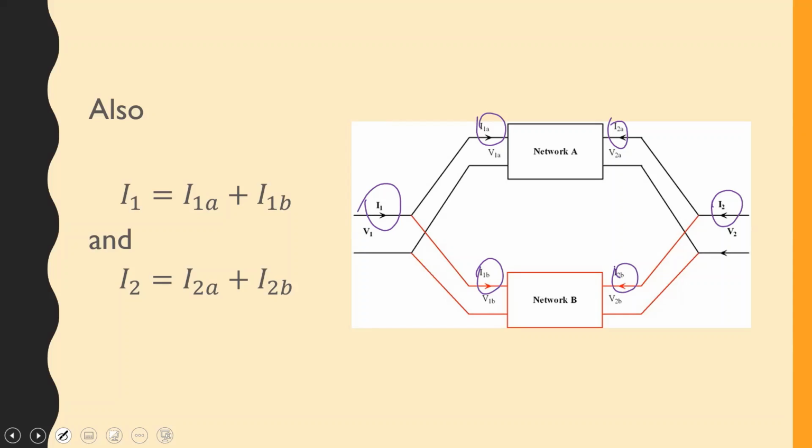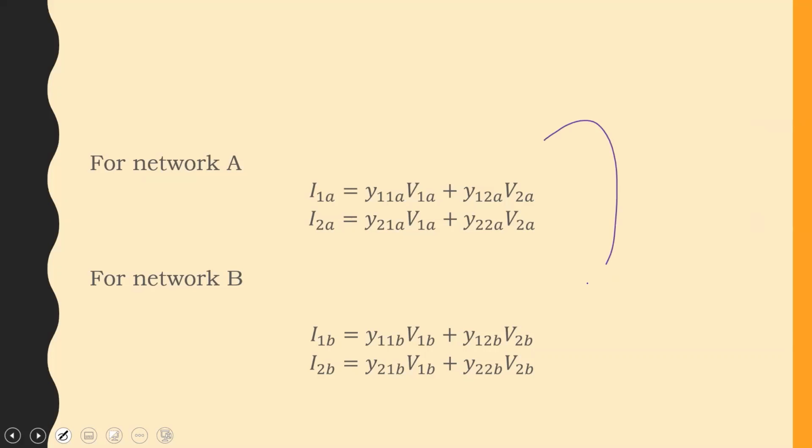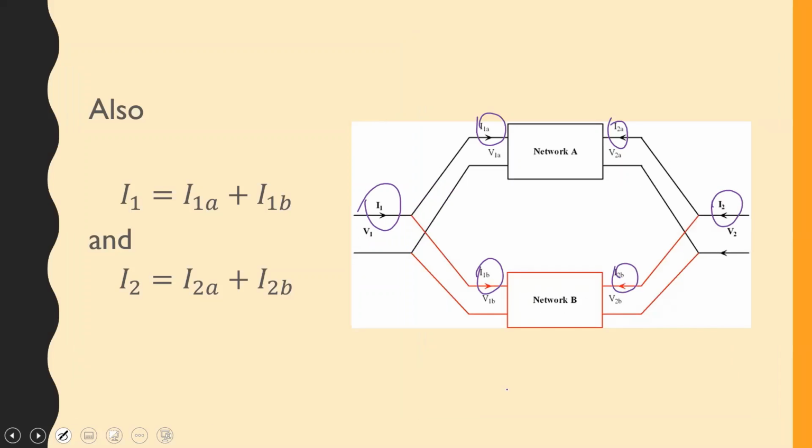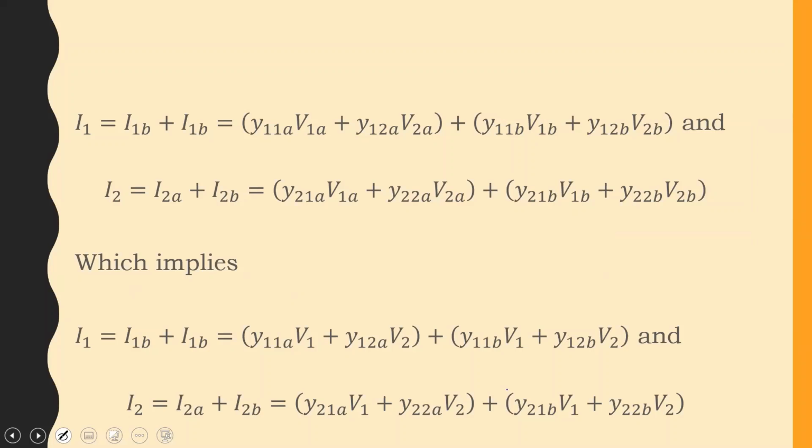So based on these equations, if I now combine them, I have I1 being equal to I1, or this should be I1A plus I1B. So this subscript here should be A. Similarly here. Let me correct that.